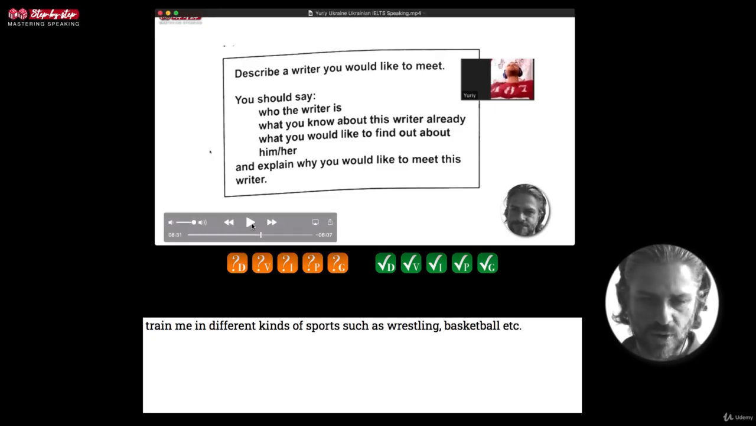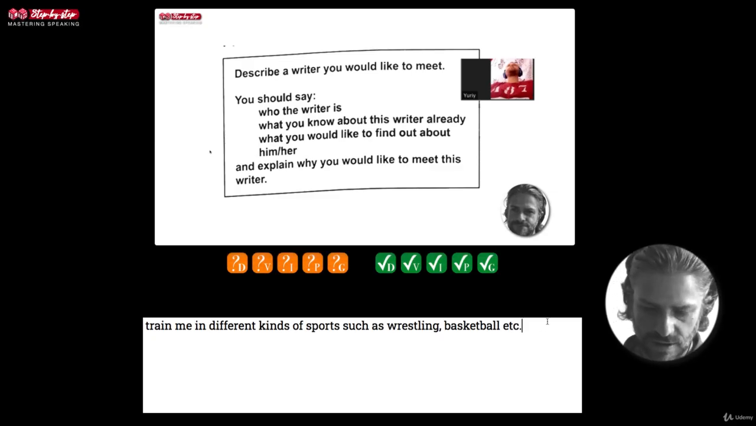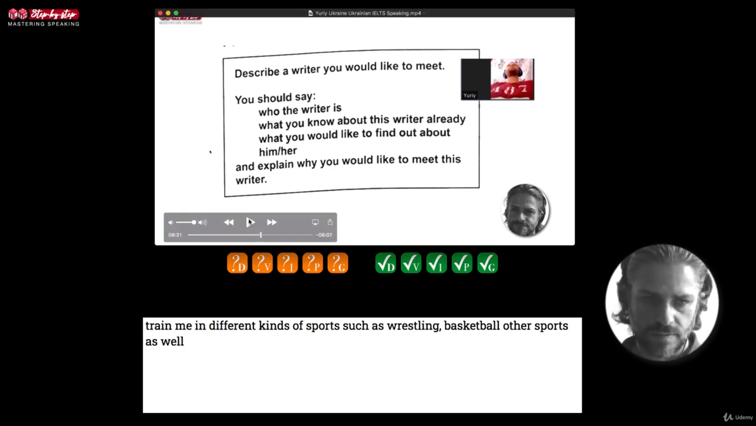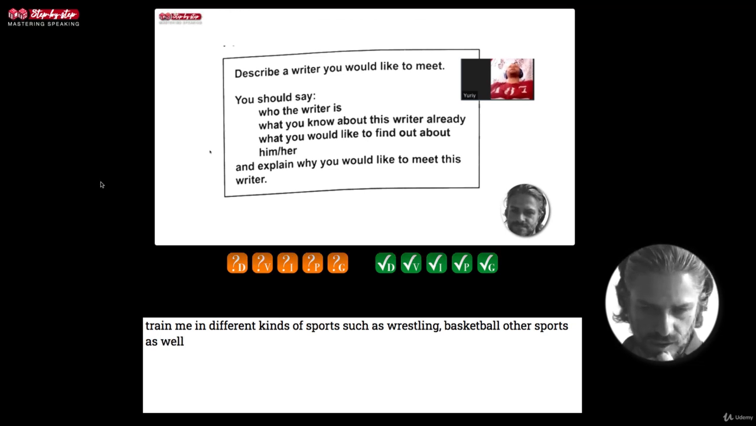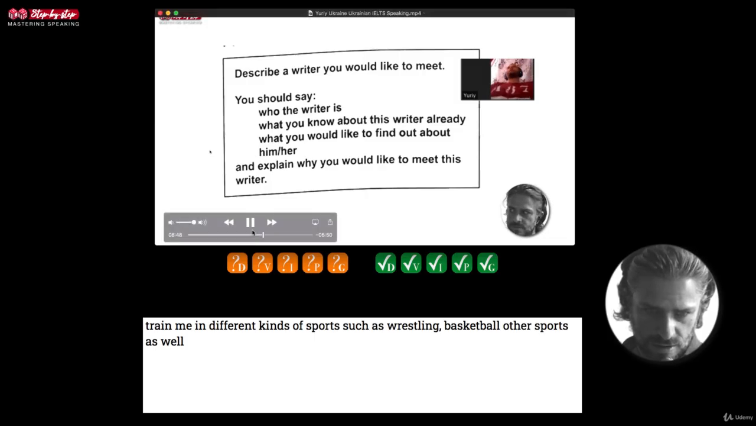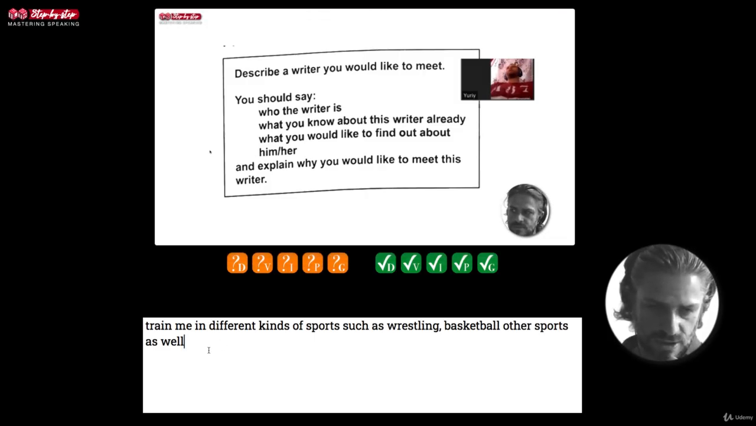And other one, it means one, so other sports as well. I can say I don't know everything about him. So basically, I would like to know more about his, let's say, personal beliefs.